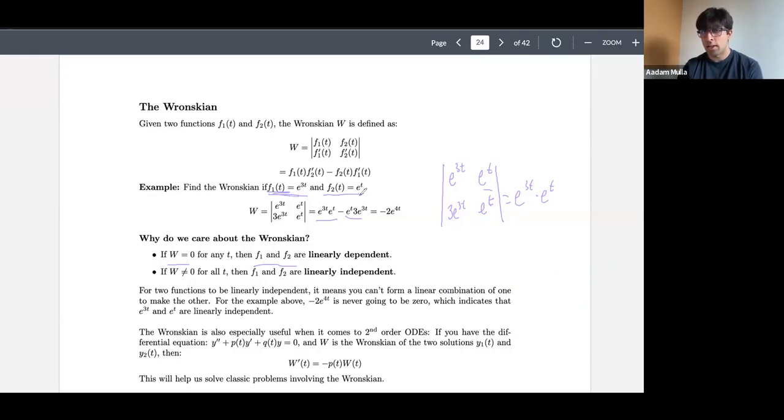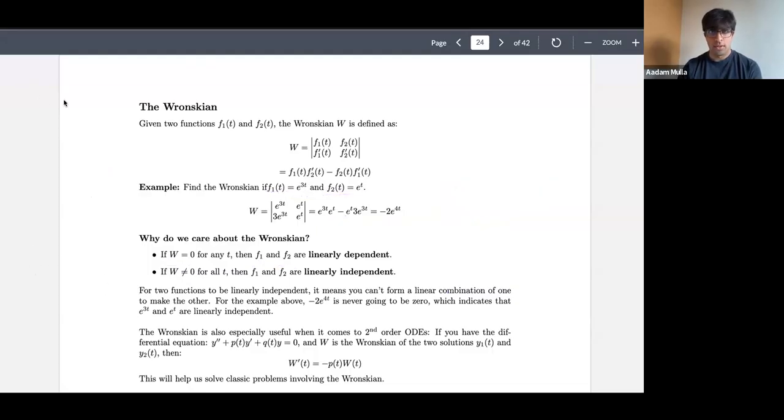So first, let's take a look at these functions here. These are clearly linearly independent, right? I can't take a constant times one and get the other, because 3t here and 1t here. The Wronskian also shows this. The Wronskian comes out to this, and negative 2 e to the 4t will never be equal to 0, no matter what you choose for t, right? That's a property of the exponential function. It'll asymptote towards it, but it will never actually get to 0.